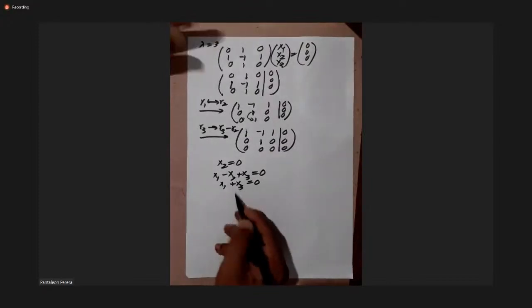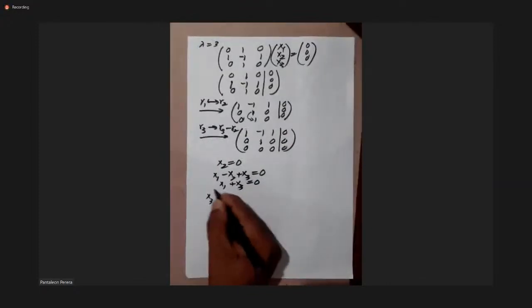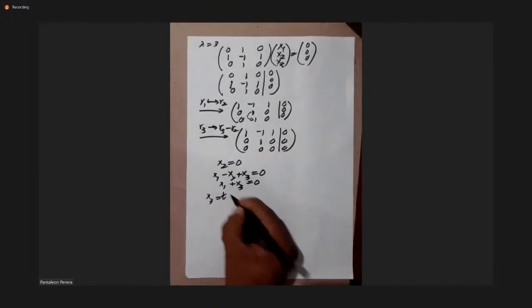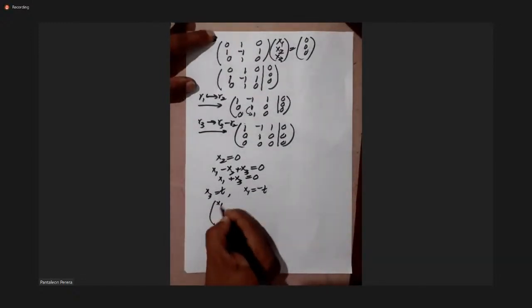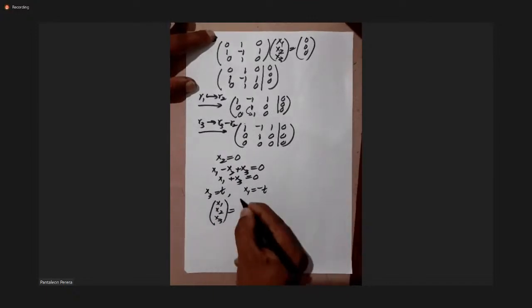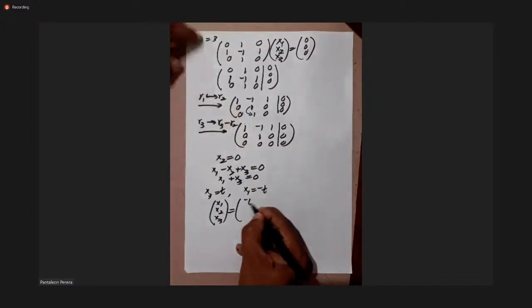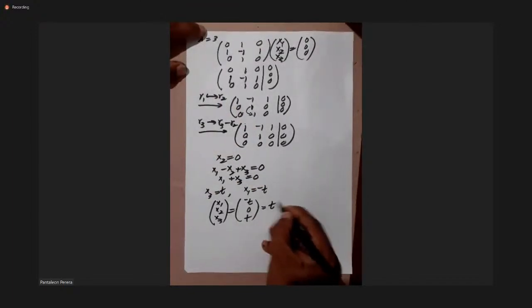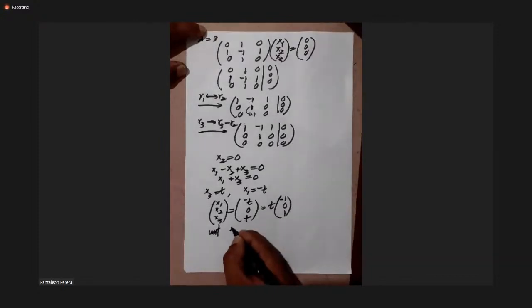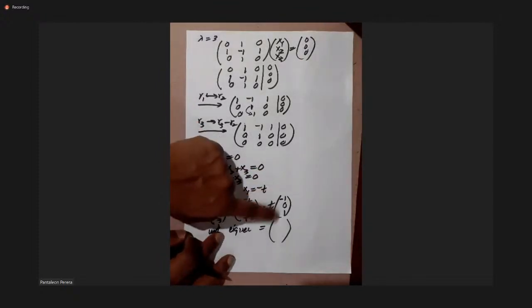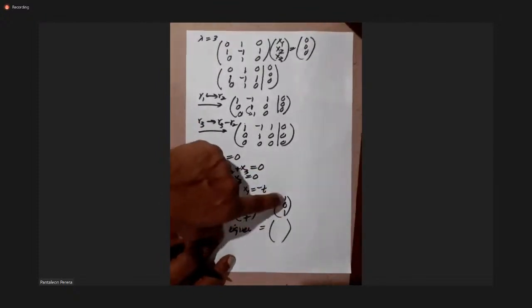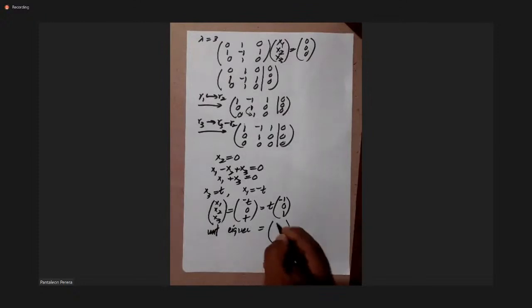So take x3, the last variable, as t. Then x1 becomes minus t. So the eigenvector is minus t, 0, t. You pull out t: minus 1, 0, 1. So the unit eigenvector: forget about t, just take this vector and find the unit vector. Square to get the squares: 1 squared is 1, plus 0, plus 1. So 1 plus 1 is 2, square root of 2. Divide everything by square root of 2.